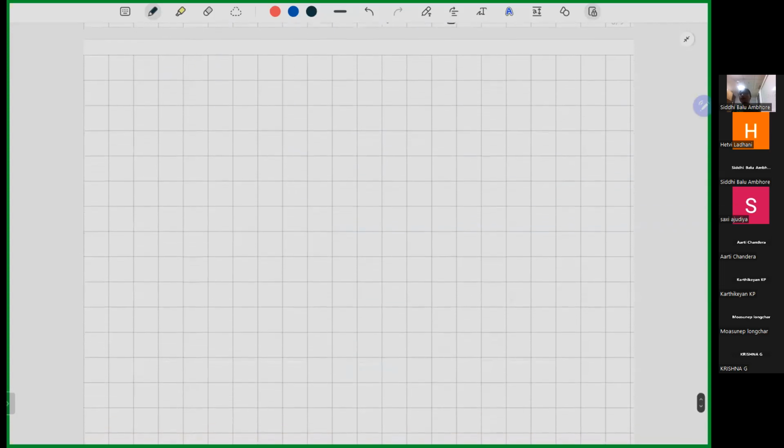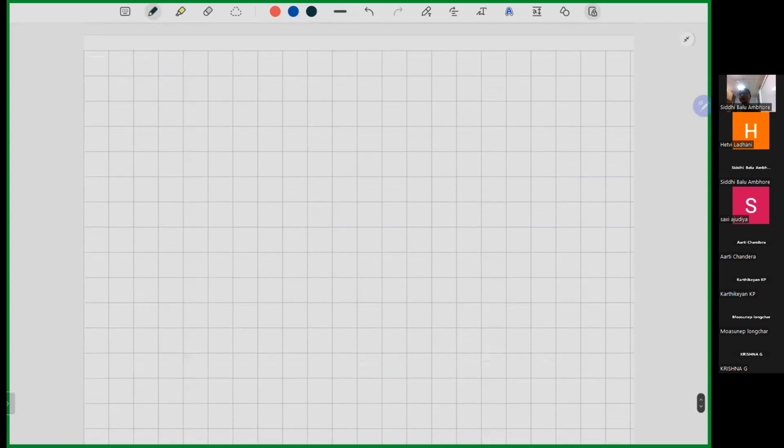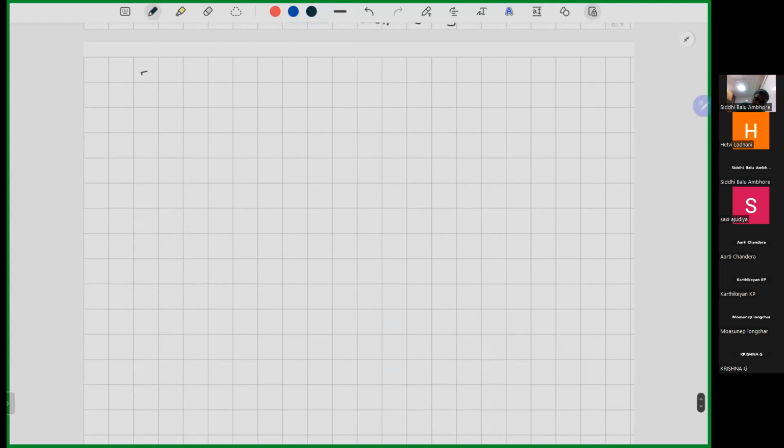If you have any doubt, please feel free. Karthik and Aarti said that it's clear to them. If not clear, then please ask in the chat. And last, this one is related to T. Any subset of T is linearly dependent. Now it's the other way around.